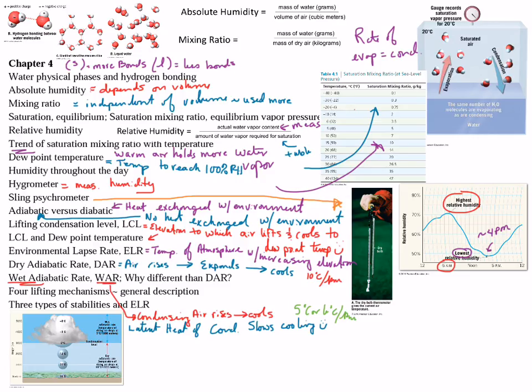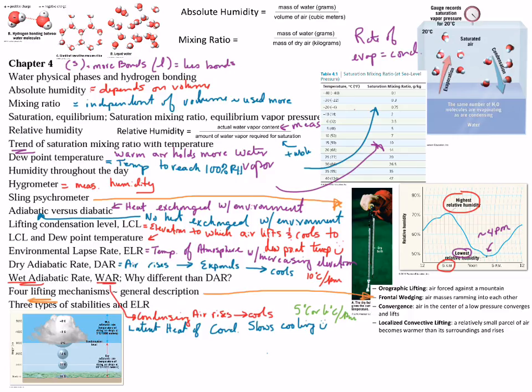And then the 4 lifting mechanisms look like this. All I did was just copy it from your textbook, or from my notes. Here's the 4. We have the mountain thing, orographic lifting. We had the front things, frontal wedging. And we have convergence, air coming together and lifting where it meets. And then we have the hot spot, like something with a dark color, and the sun heats it a little extra, and it's localized convective lifting. So those are 4 ways.